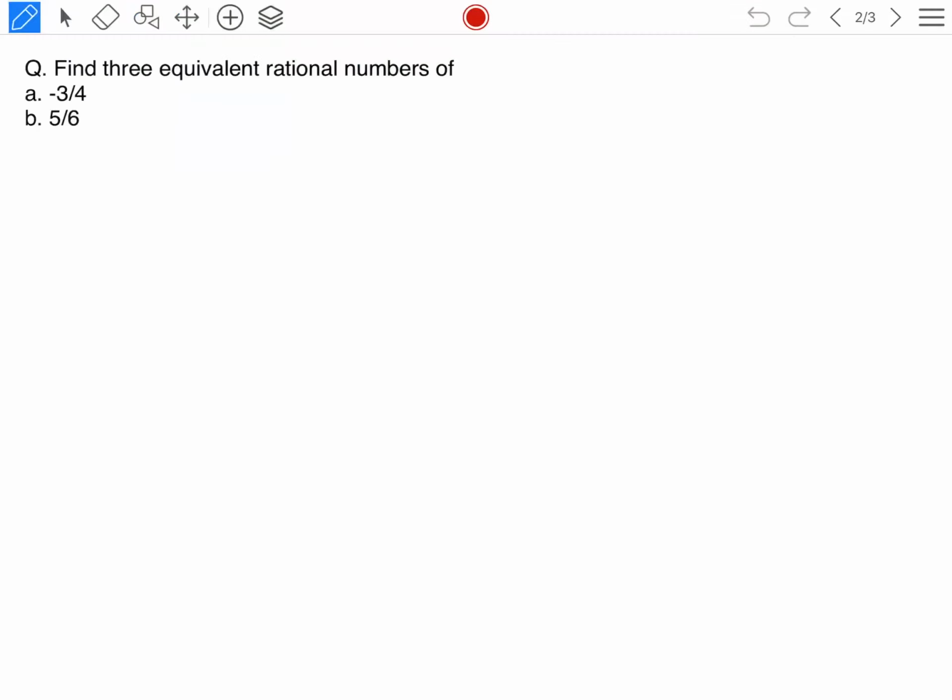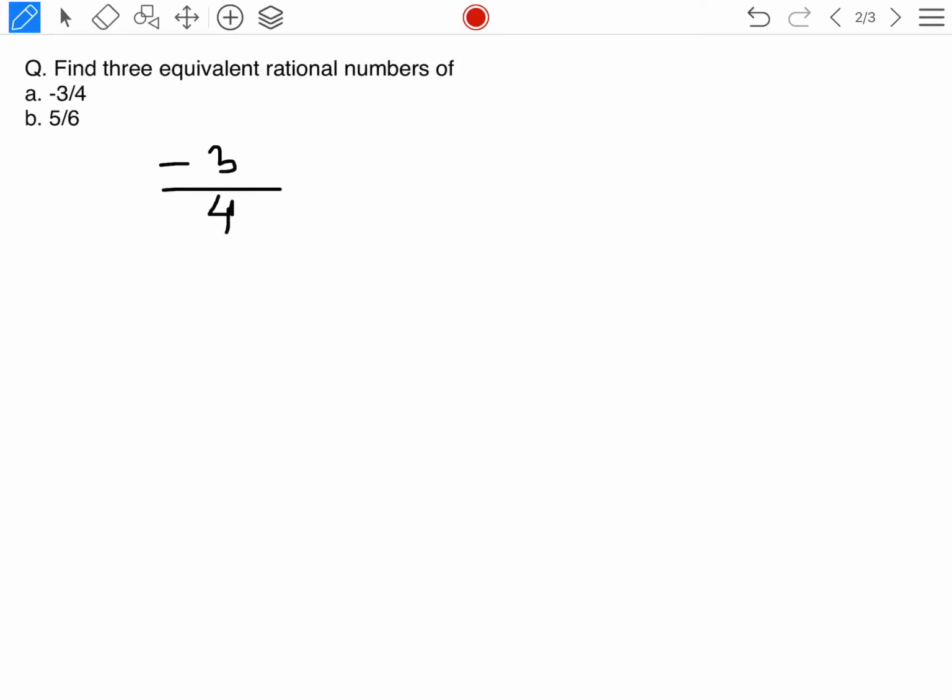Okay. So the first question is given: find three equivalent rational numbers of minus 3 by 4. So we need to find three equivalent numbers of minus 3 by 4. How will we do it? Minus 3 by 4 is given to us. We need to find three equivalent rational numbers.